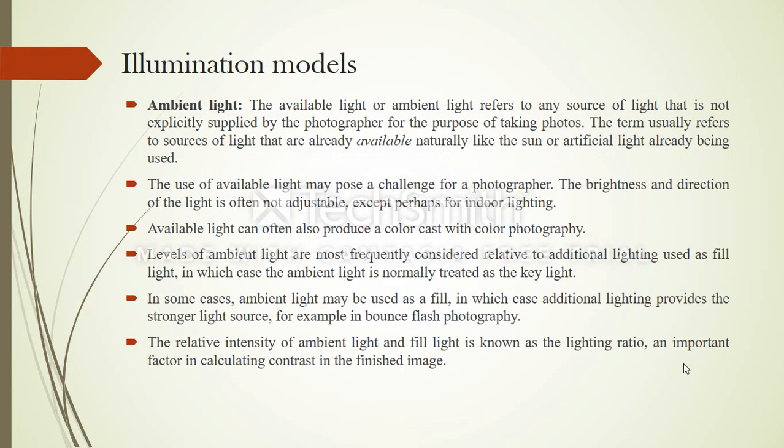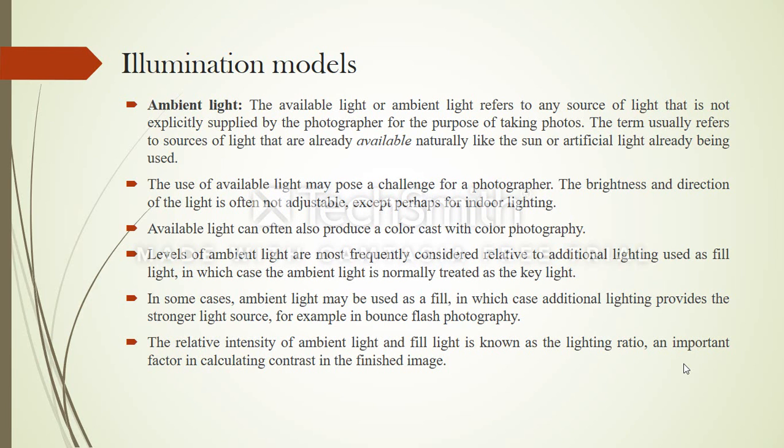Ambient light. The available light or ambient light refers to any source of light that is not explicitly supplied by the photographer for the purpose of taking photos. The term usually refers to sources of light that are already available naturally, like the sun, or artificial lights that are already being used, like a light bulb.